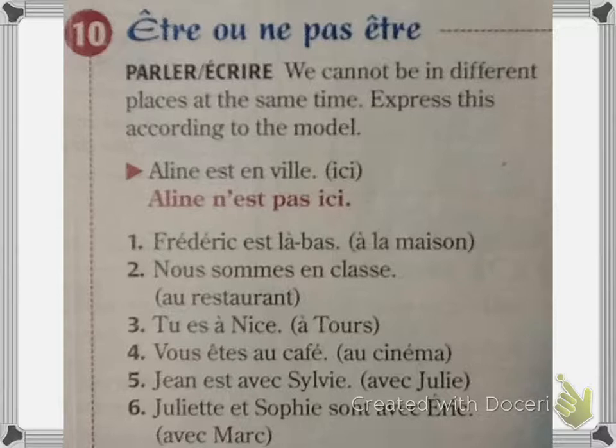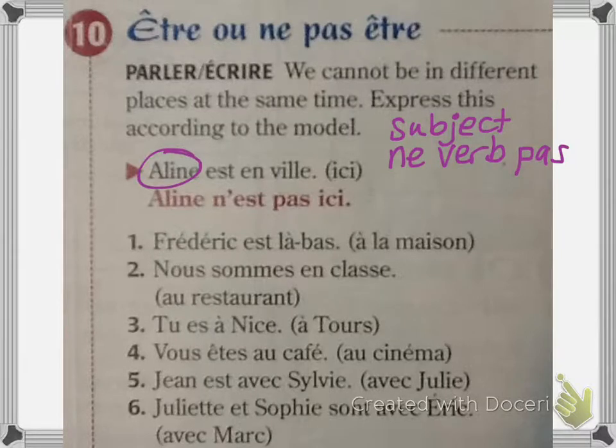So, for all of these, they're going to be negative. So, they're all going to have a ne, verb, pas. For the subject, you're going to use the same subject in your sentence as the subject in the example. Okay? And you're going to change what's in the sentence here to what's in parentheses. So basically, you're adding a ne and a pas. So go ahead and try these.